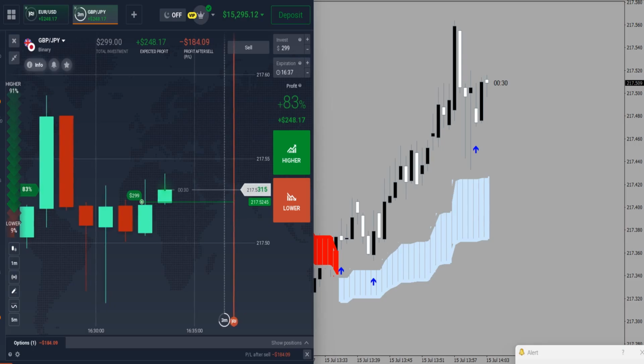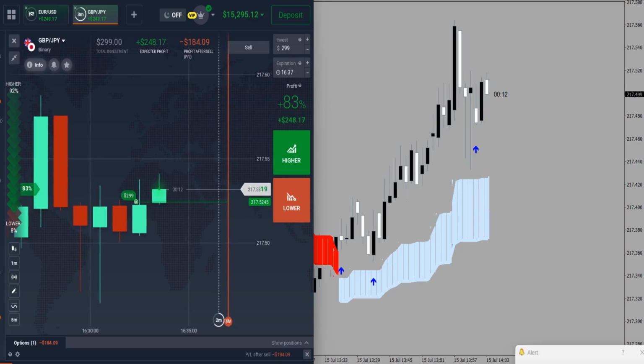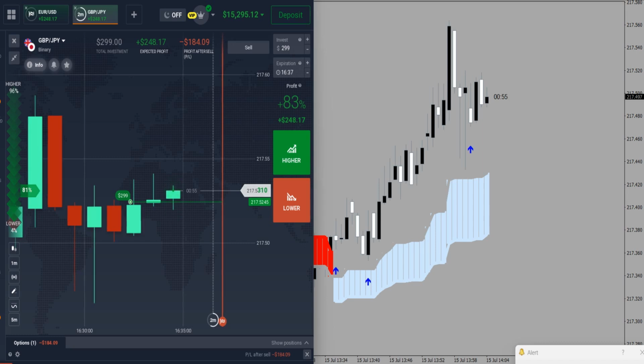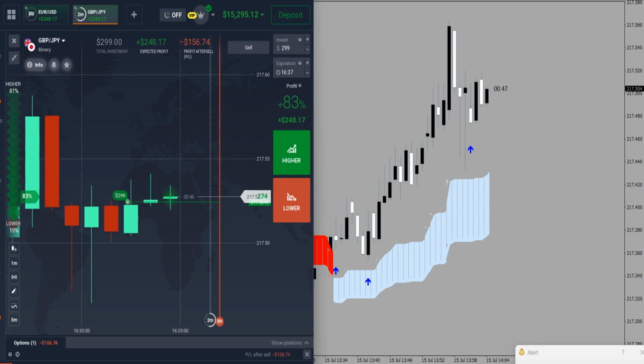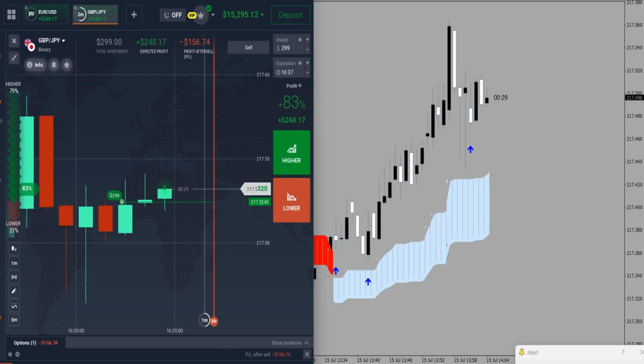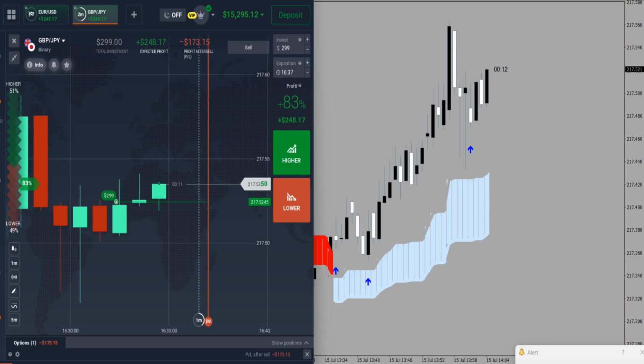Blue arrow confirmed. Both of our conditions line up perfectly, so we head to the platform and place a higher trade. Same discipline as before. The rules decide, we just execute. Now watch this closely, because the market rarely gives you a straight line. Right after we enter, the price stalls and dips slightly.